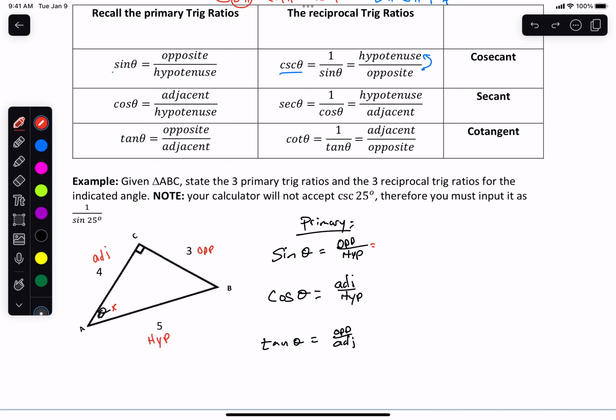Right, so sine is opposite over hypotenuse, which in this question is going to be 3 over 5. Cosine is going to be 4 over 5. And tangent is going to be 3 over 4. Is everybody okay? Okay, so the reciprocal trig ratios.